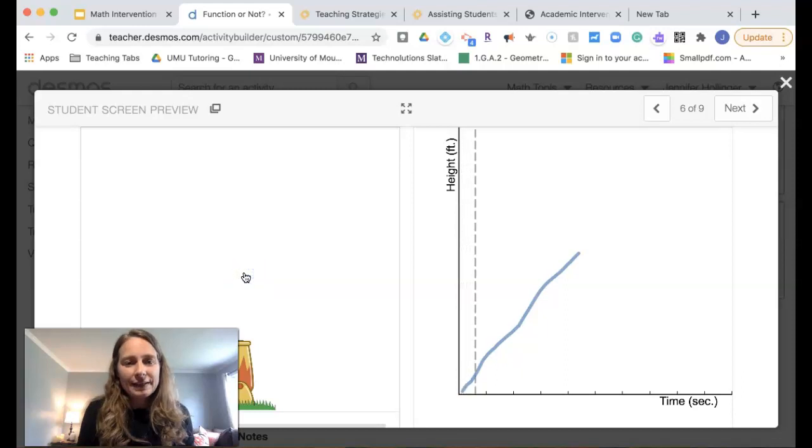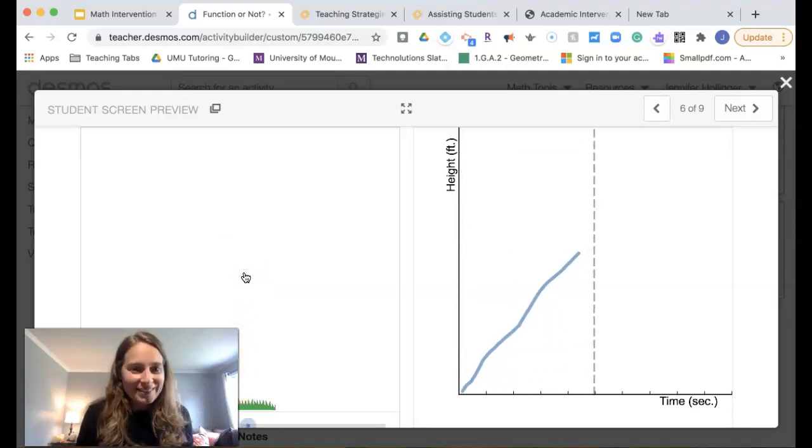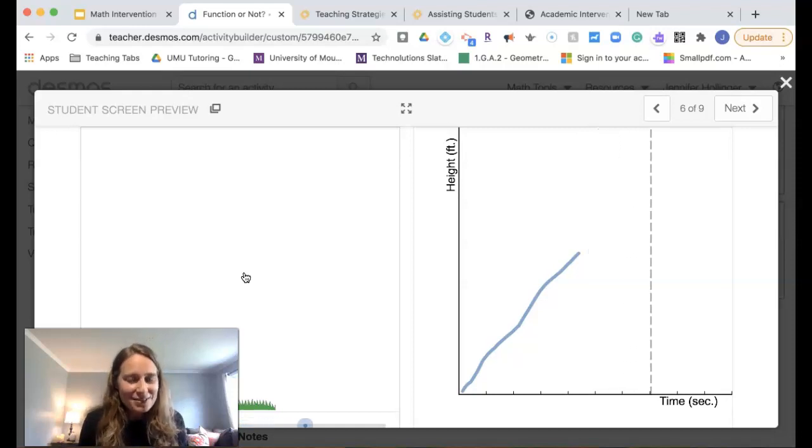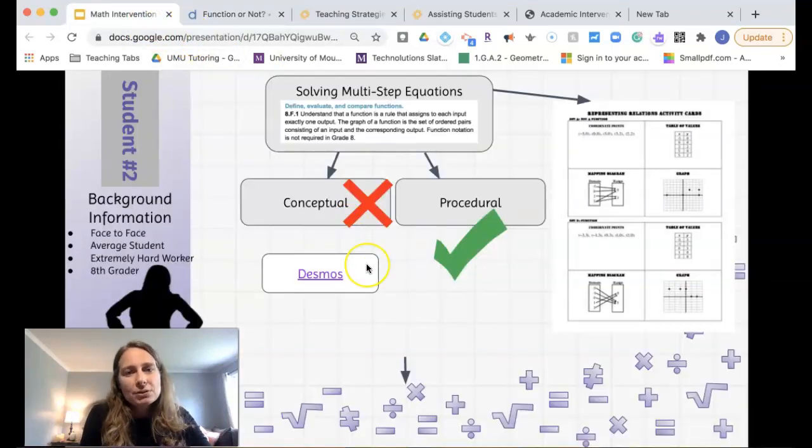And so we played it, and she was like, okay, I'm the blue guy, and there's only one blue guy. I said, is that a function? She goes, yes, that's a function, because every input only has one output. And I was like, yes, that's exactly what it is. And I said, all right, draw me another thing that is not a function. And we did this back and forth for a while, but then she was really able to interact and see that every one input had one output.